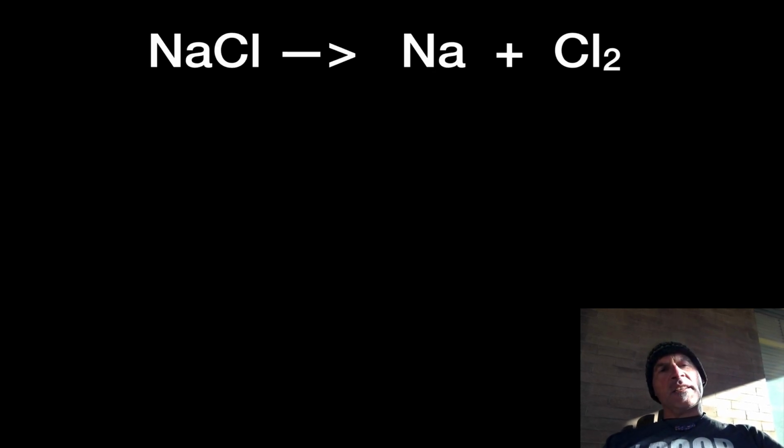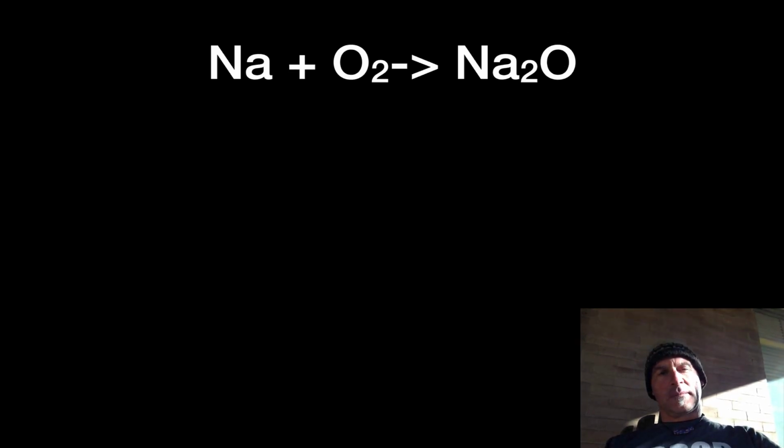All right, so go ahead and balance NaCl, which yields Na and Cl. So hydrogen and Cl is chlorine. So Na and O2. Go ahead and balance that, and we will see you in class.